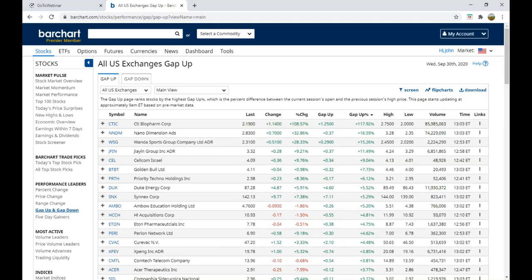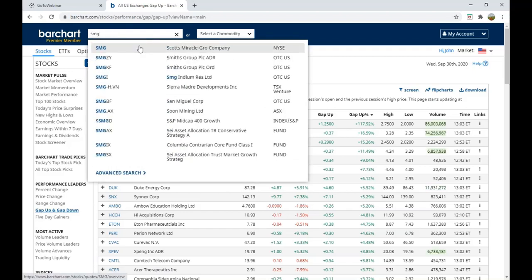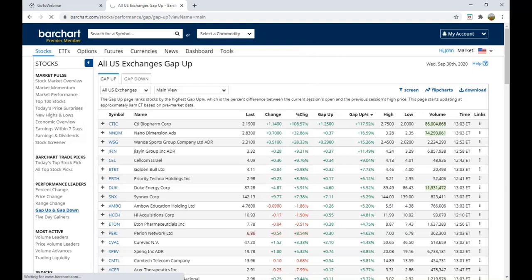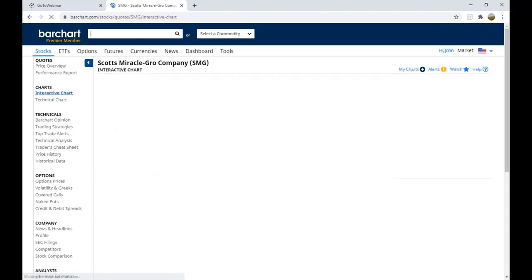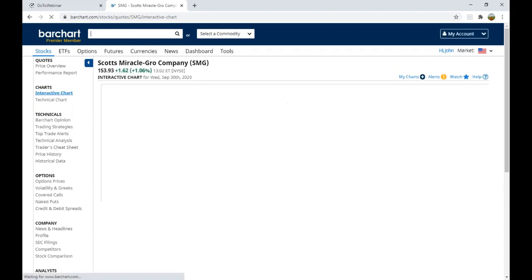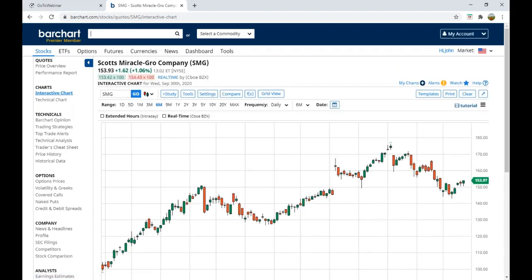But let me first start by saying to you guys, let's go to this chart. And this is Scotts Miracle-Gro, in case you recognize the symbol. What if I showed you this chart and asked you, how many trading opportunities do you see that would be attributed to gaps? Most traders would probably look at this and see maybe one or two potential opportunities.